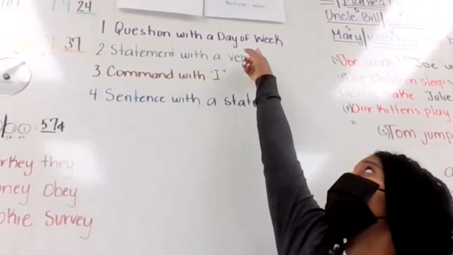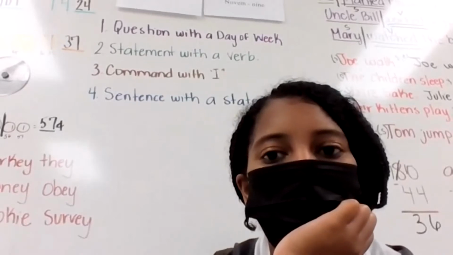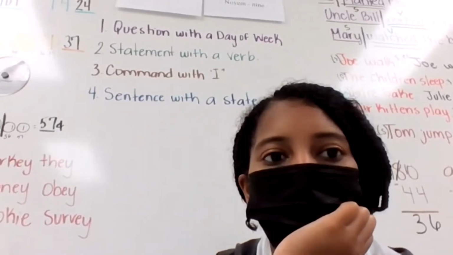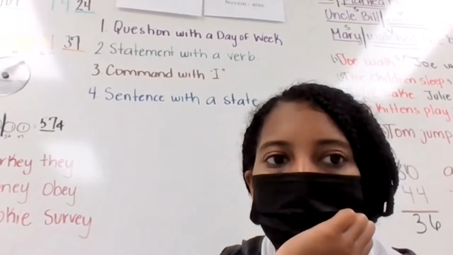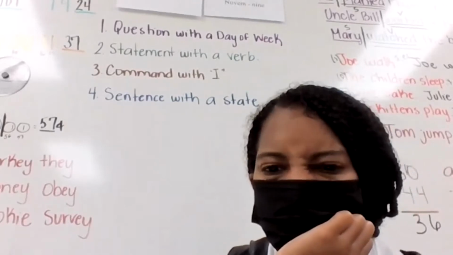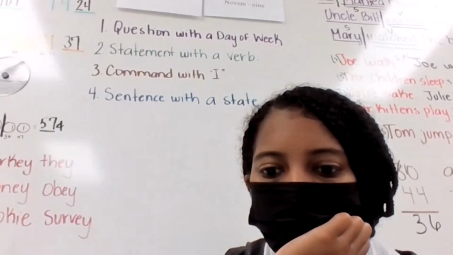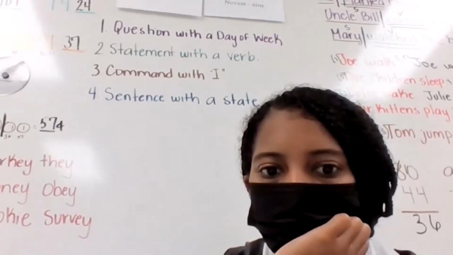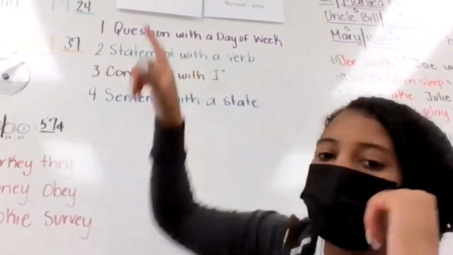Okay, question, day of the week. Okay, Avaya? Can I go to my dad's house on Saturday? Okay, good. Can I go to my dad's house on Saturday? Okay, and Joshua? Mom, is tomorrow Saturday? Good. Number 2, a statement sentence with a verb.